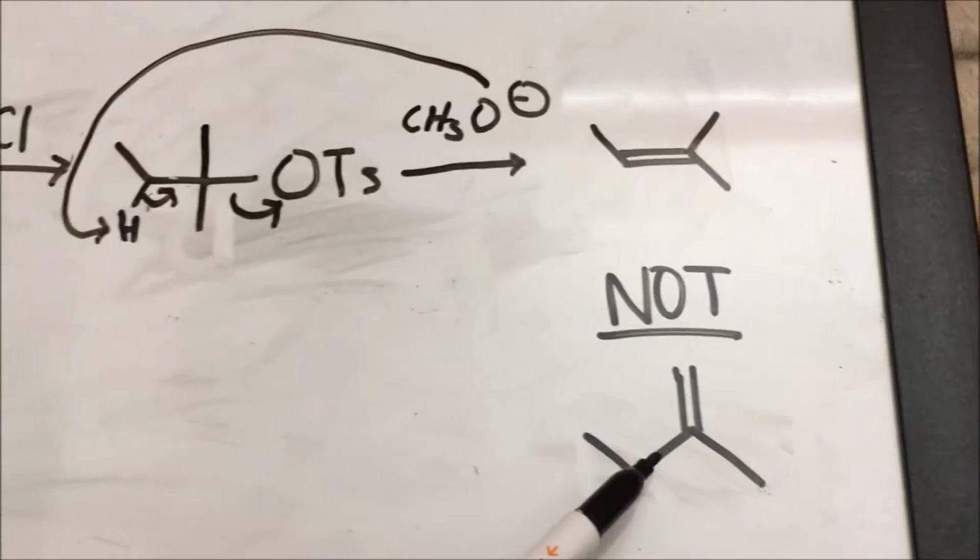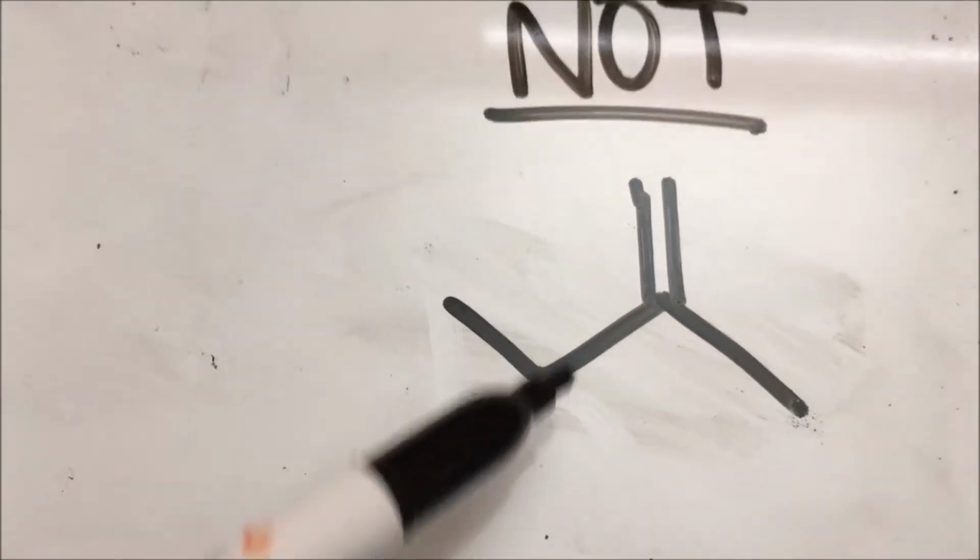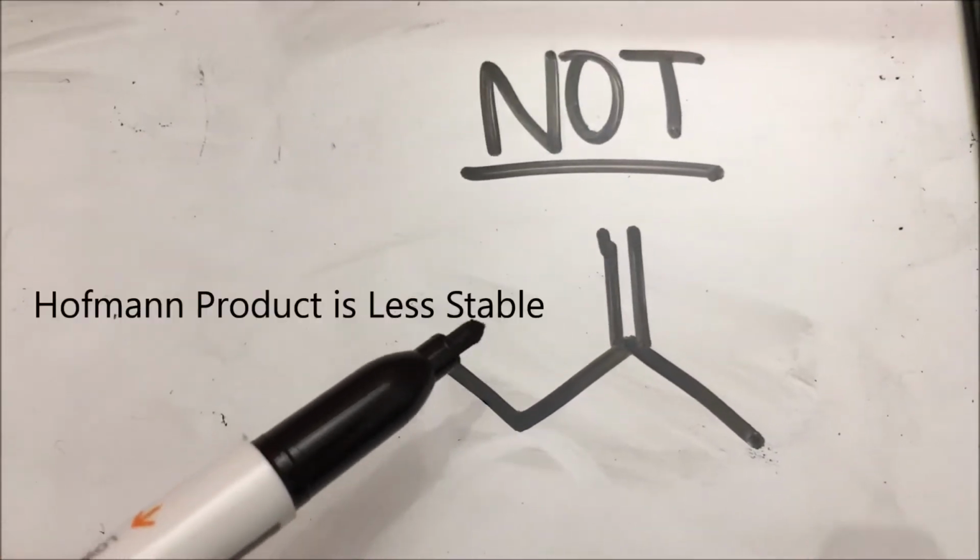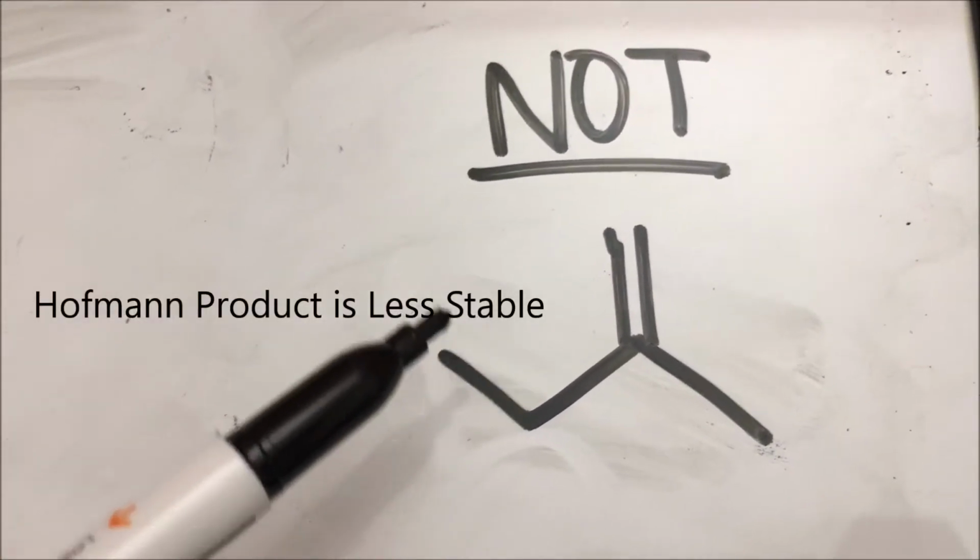The product will not be this. This is only a di-substituted alkene. Well, here we have a tri-substituted alkene product. This is the Hofmann product, which does not usually occur under these scenarios.